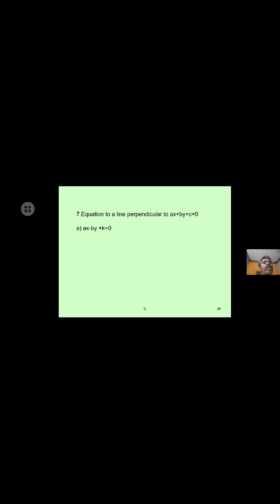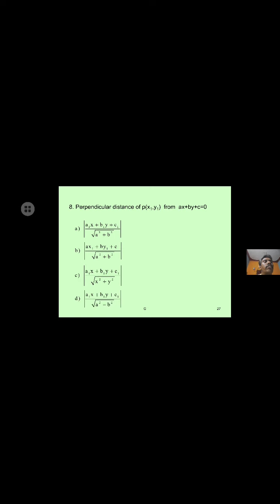Now the equation of a line perpendicular to ax plus by plus c equals 0. I already told you, that is bx minus ay plus k equals 0. So the answer is B. Next, the perpendicular distance of the point x1, y1 from ax plus by plus c equals 0 is the modulus of ax1 plus by1 plus c, divided by the square root of a square plus b square. So the option is B.